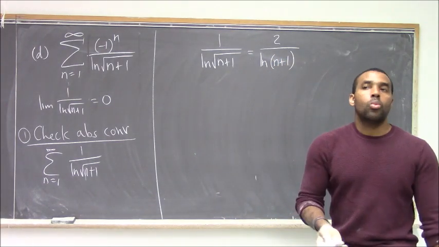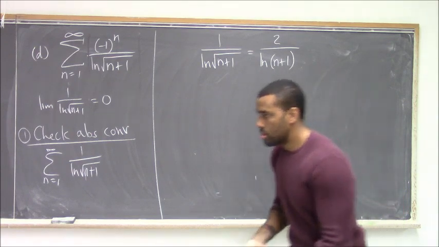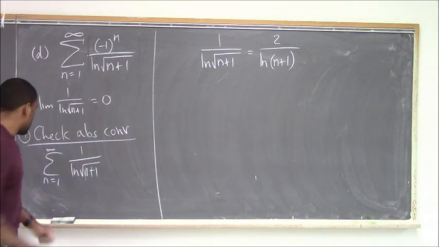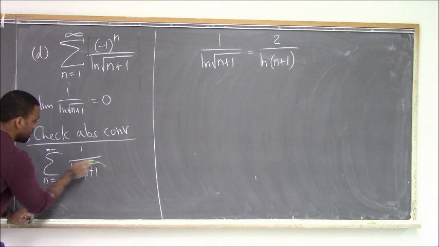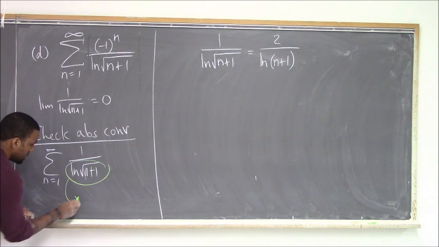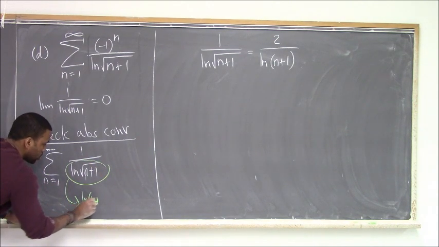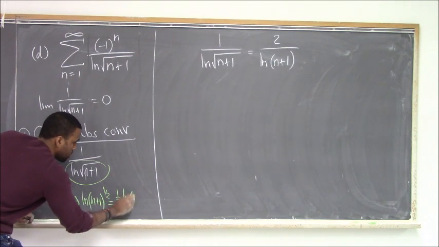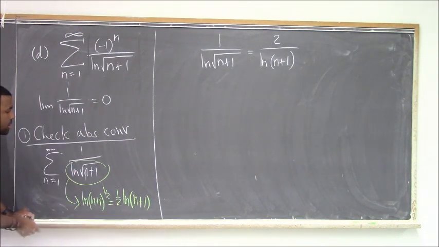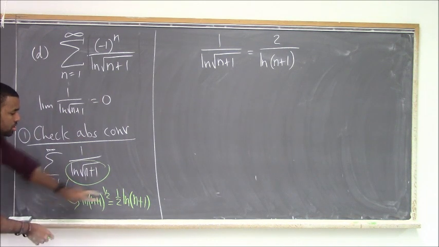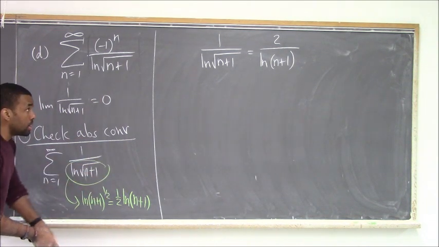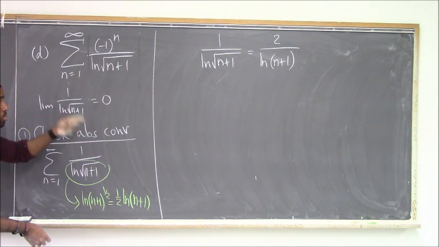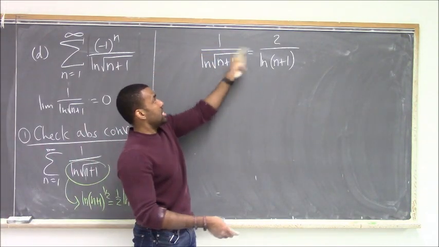Okay? Why is that? Well, this is just ln of n plus 1 to the 1/2, which we know we can bring that 1/2 down in front. And if that's in the denominator, then flip and multiply. It's just 2 over 1 multiplying in the numerator. So that is actually equal to that.